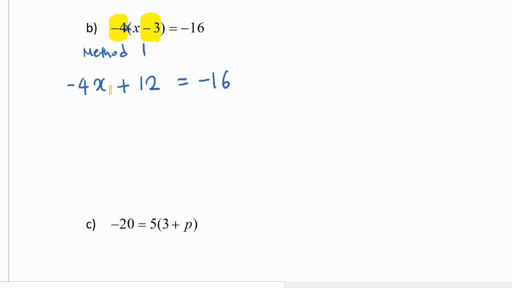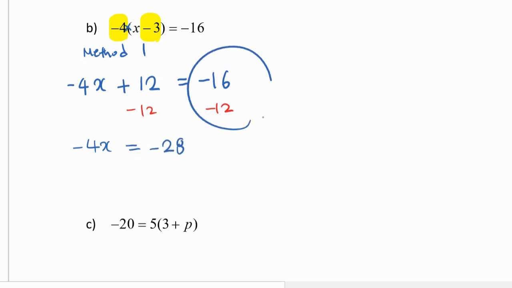So we're going to isolate the term with x. So let's subtract 12 from both sides. Then that is negative 4x equals negative 28, because negative 16 minus 12 is negative 28. And now I'm going to isolate x. To isolate x, I'm going to divide both sides by negative 4 because multiplication is hiding.